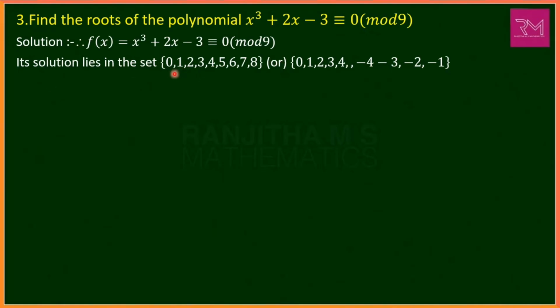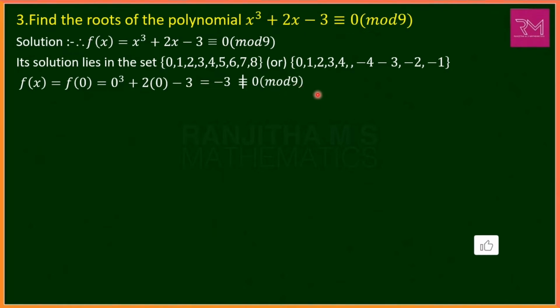So the next step is to substitute the values x equal to 0, 1, 2, 3 up to 8, or we can substitute 0, 1, 2, 3, 4, minus 4, minus 3, minus 2 and minus 1, and check the congruency. If you substitute the x value 0, we get 0 cube plus 2 into 0 minus 3, hence we get minus 3. Therefore obviously minus 3 is not congruent to 0 mod 9. This is because 9 does not divide minus 3. It does not satisfy, hence minus 3 is not congruent to 0 mod 9.